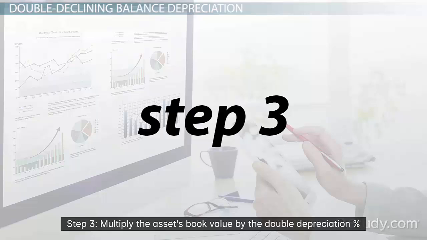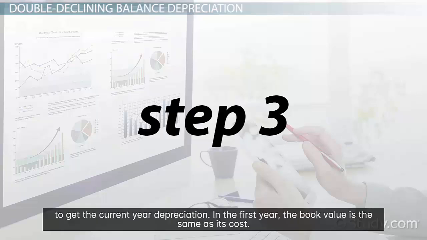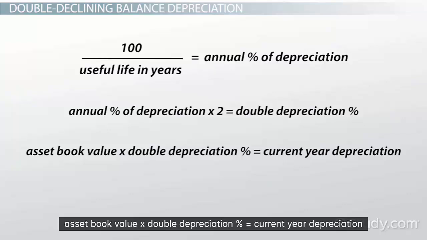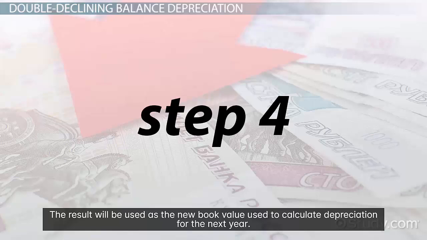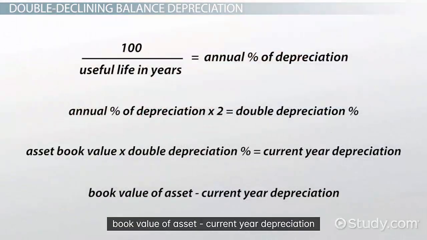Step 3. Multiply the asset's book value by the double depreciation percent to get the current year depreciation. In the first year, the book value is the same as its cost. Asset book value times double depreciation percent equals current year depreciation. Step 4. Subtract the current year depreciation from the book value of the asset. The result will be used as the new book value used to calculate depreciation for the next year. Book value of asset minus current year depreciation.